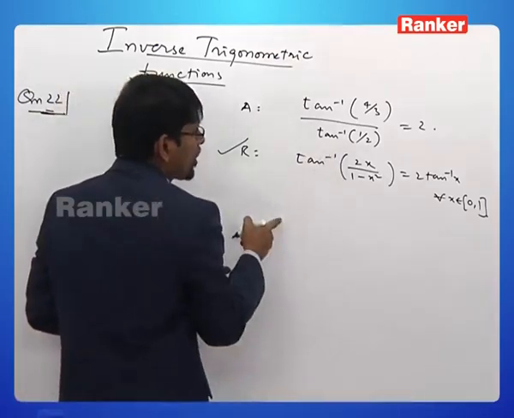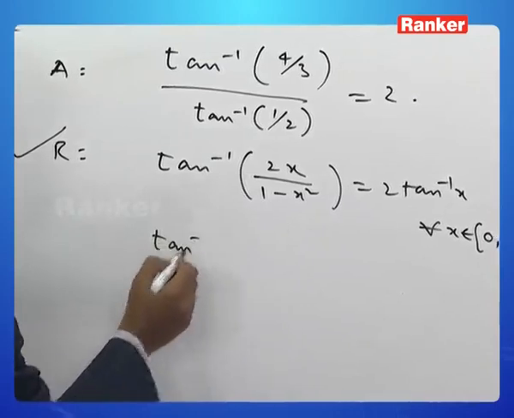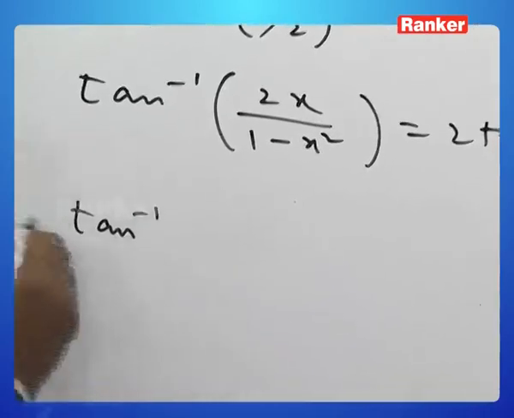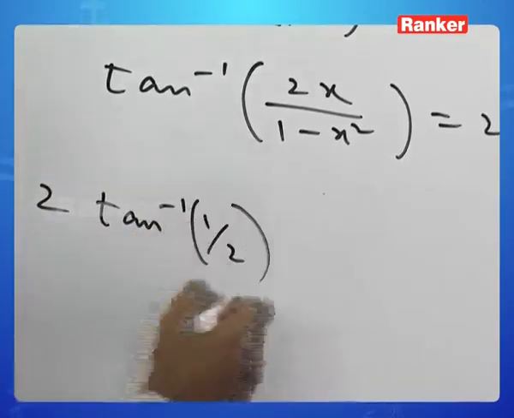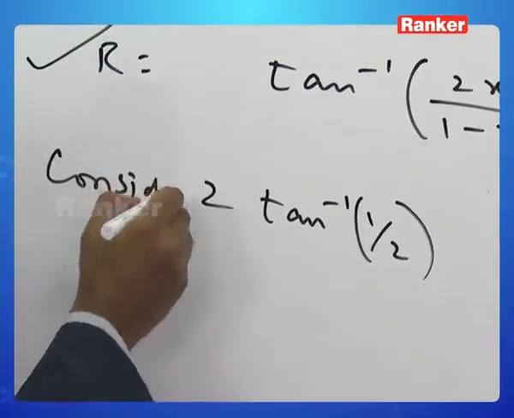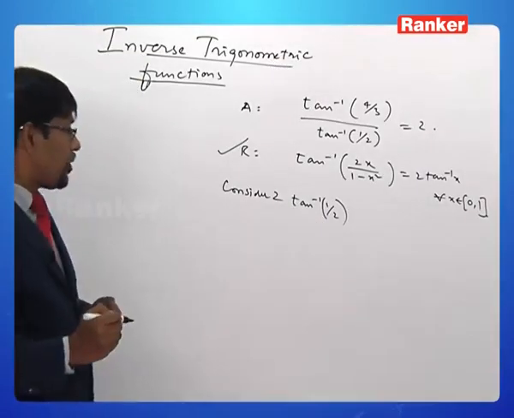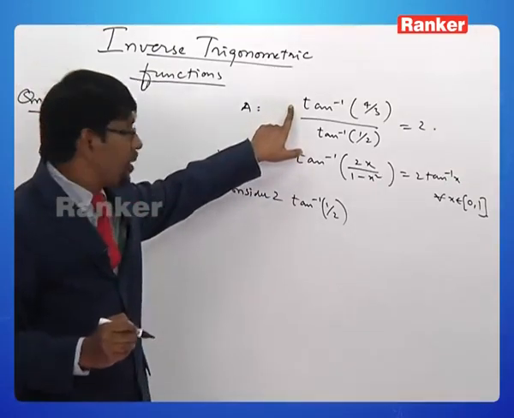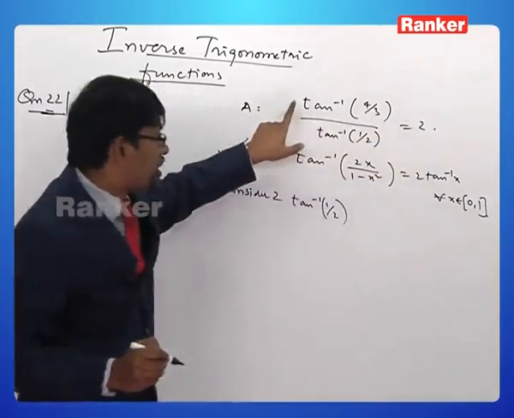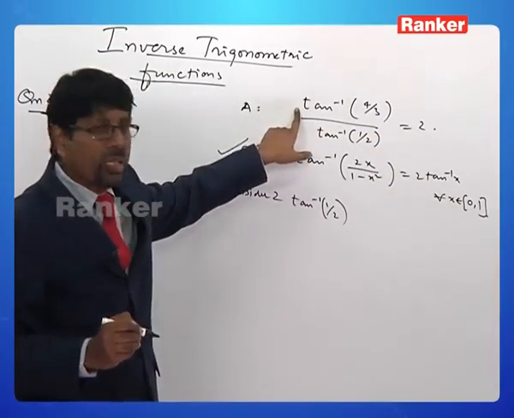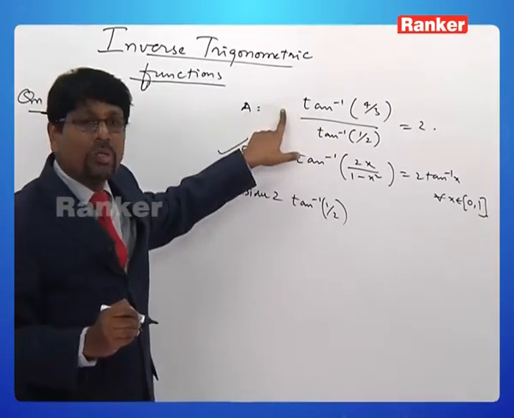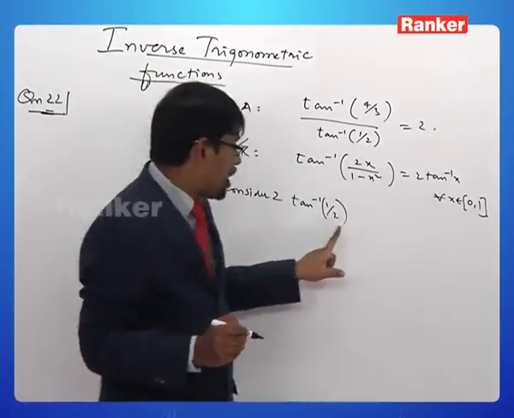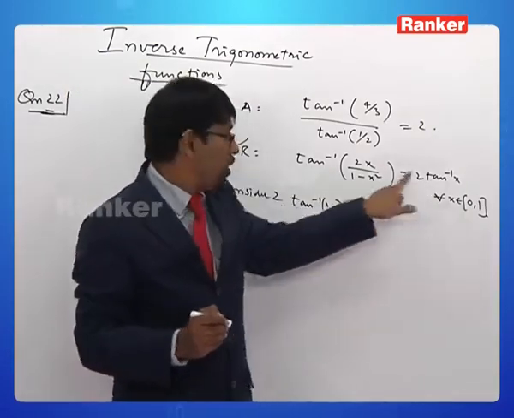What we'll do is we will take tan inverse of 1 by 2 and consider 2 tan inverse of 1 by 2. Let's see if it turns out to be tan inverse of 4 by 3. So 2 tan inverse of 1 by 2, you have to actually show it's equal to tan inverse of 4 by 3, if this were to be true. So let's consider this 2 tan inverse of 1 by 2. Use this formula. Can we use it? This argument 1 by 2 lies between 0 to 1. So we can use this form.